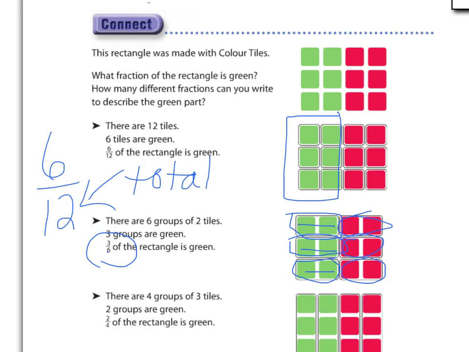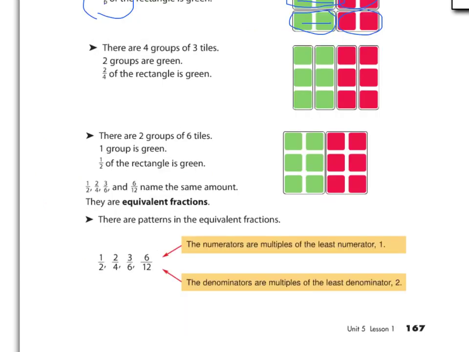Now, of course, these are all talking about really the very same picture. They are just divided differently, so they are the same amount. They are equivalent fractions. It's just looking at the information or the picture in a slightly different way. We could also look at this information with groups of 3. And if we were to look at it in groups of 3, there are now 4 groups of 3, which makes our bottom number 4. 2 complete groups are green, so that would make it 2/4. Also, still talking about the exact same amount.